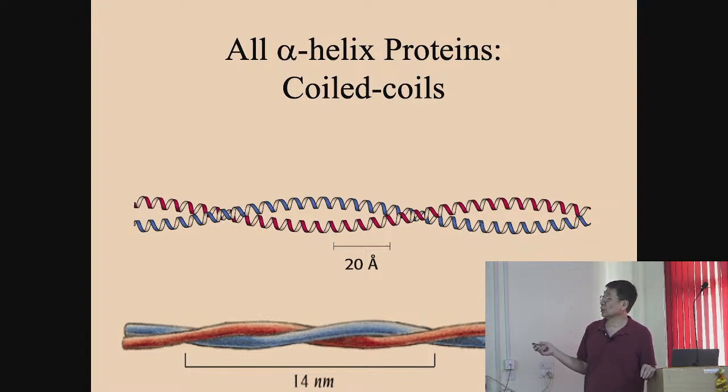Now start looking at a few structures. The simplest all helical structure will be something called the coiled coil. So two helices winding around each other as a coil. That's a very common structure as well. The unit is about 140 angstrom or so. That's found in nature. Your hair is basically something like that.